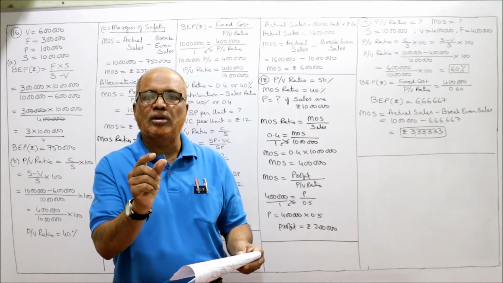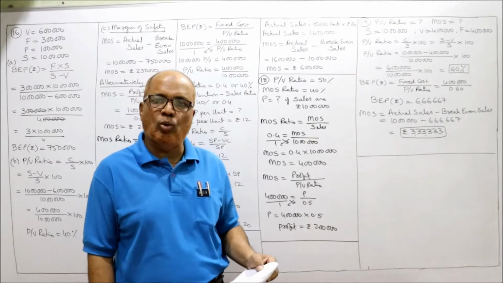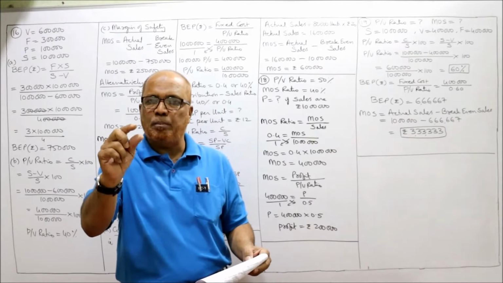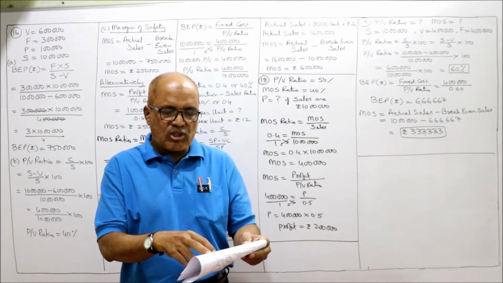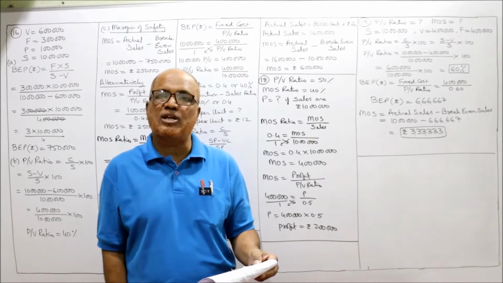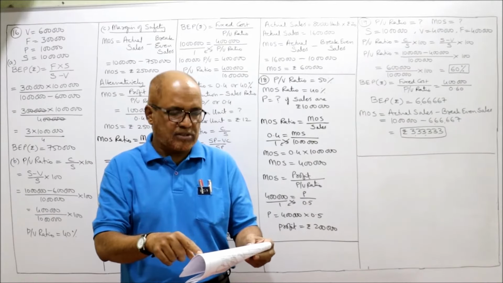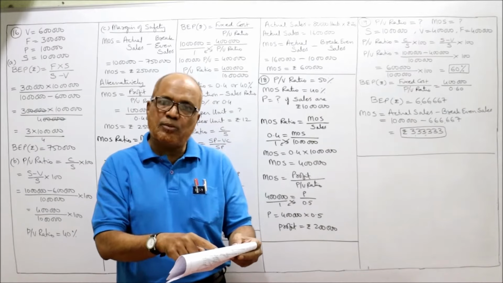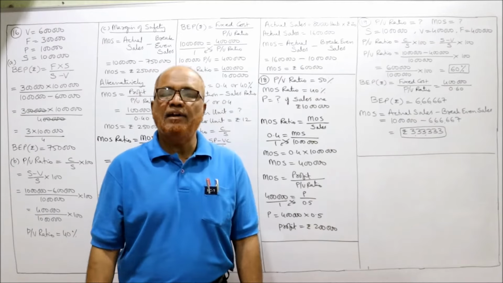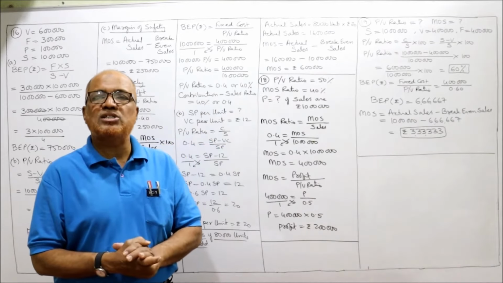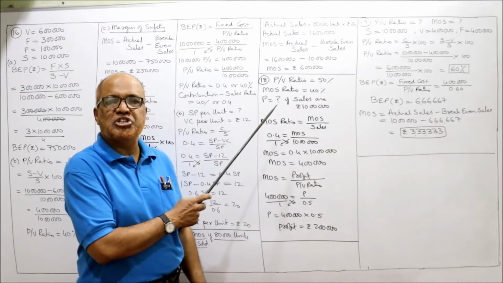Contribution sales ratio is nothing but PV ratio. In the previous problem I explained that C by S ratio or PV ratio means the same. The contribution sales ratio is 50% and margin of safety ratio is 40%. MOS ratio. So two ratios are given: PV ratio 50%, MOS ratio 40%. You are required to calculate the net profit if the sales volume is 10 lakh rupees. If actual sales are 10 lakh rupees, how much is the profit? That is the question.